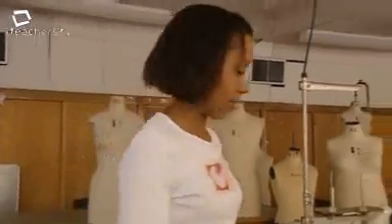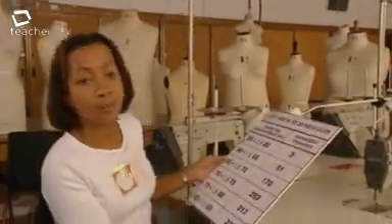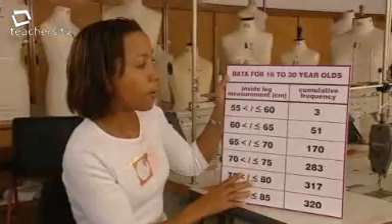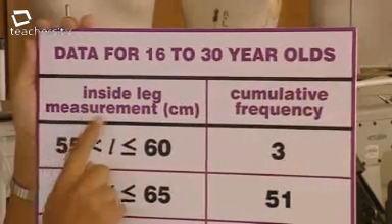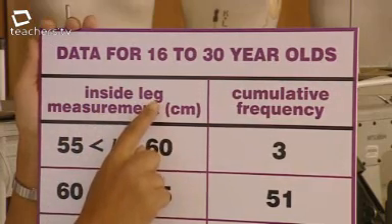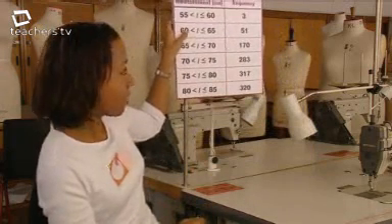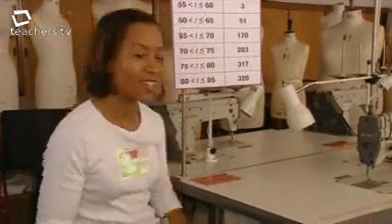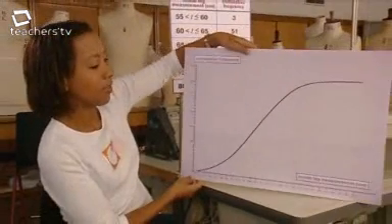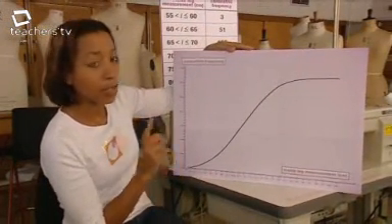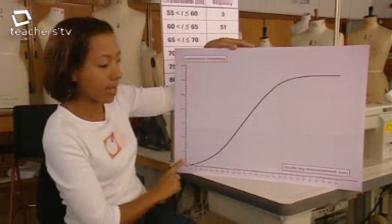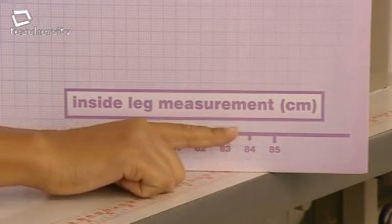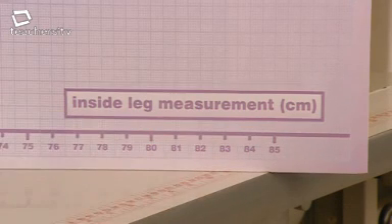I've used Sue's data to create this cumulative frequency table. I've only used measurements for 16 to 30-year-olds, and the single measurement I'm looking at is for inside leg. And when I plot this data, I get a cumulative frequency graph that looks like this. Remember, cumulative frequency always goes on the vertical axis, and the measurement always goes on the horizontal axis.